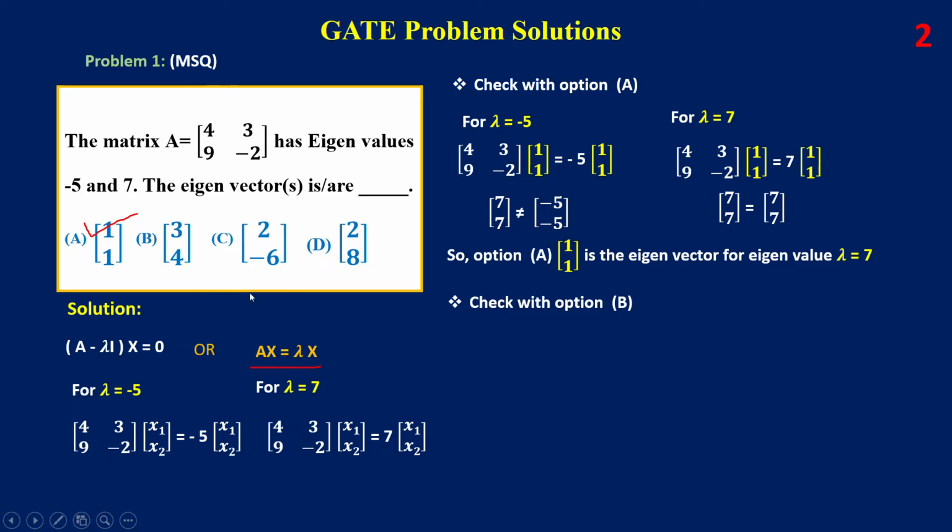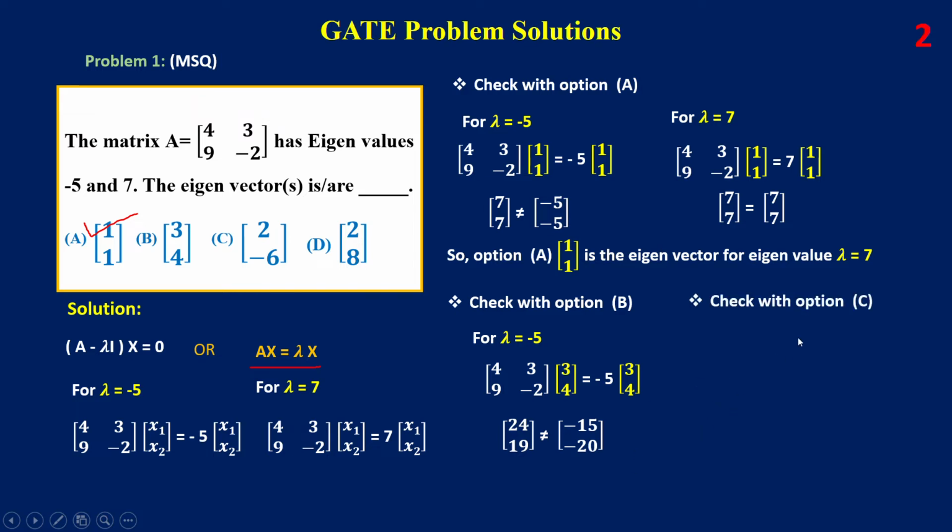3, 4 are the elements. So for lambda equal to minus 5, in the formulation Ax equal to lambda x, this is A, into x equal to minus 5 into x. Let me check the left hand side and right hand side elements. 4 into 3 plus 3 into 4, 12 plus 12 is 24. 9 into 3, 27, minus 8 is 19. In the right hand side, minus 5 into 3, minus 15, minus 5 into 4, minus 20. So both sides are not equal, the formulation is not satisfied for option B, and option B is wrong.